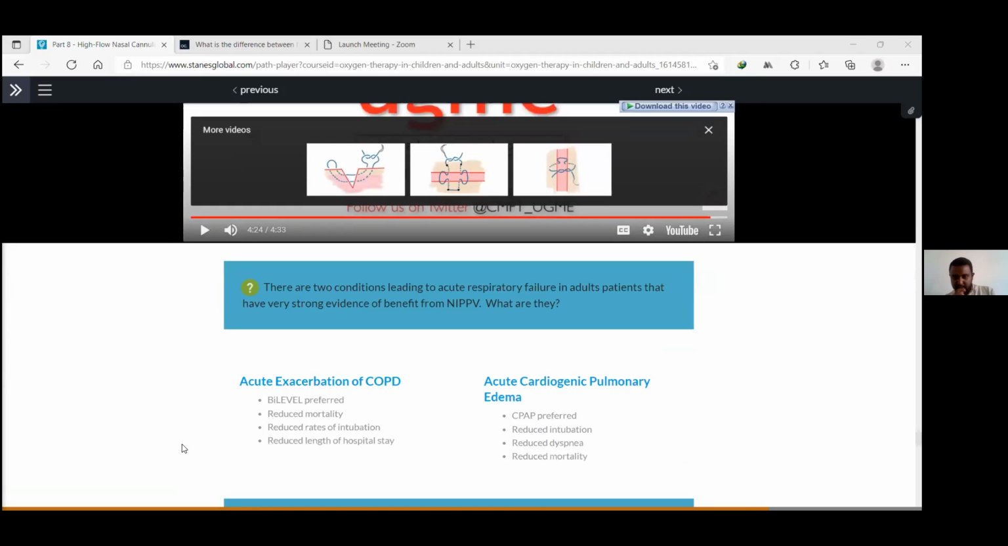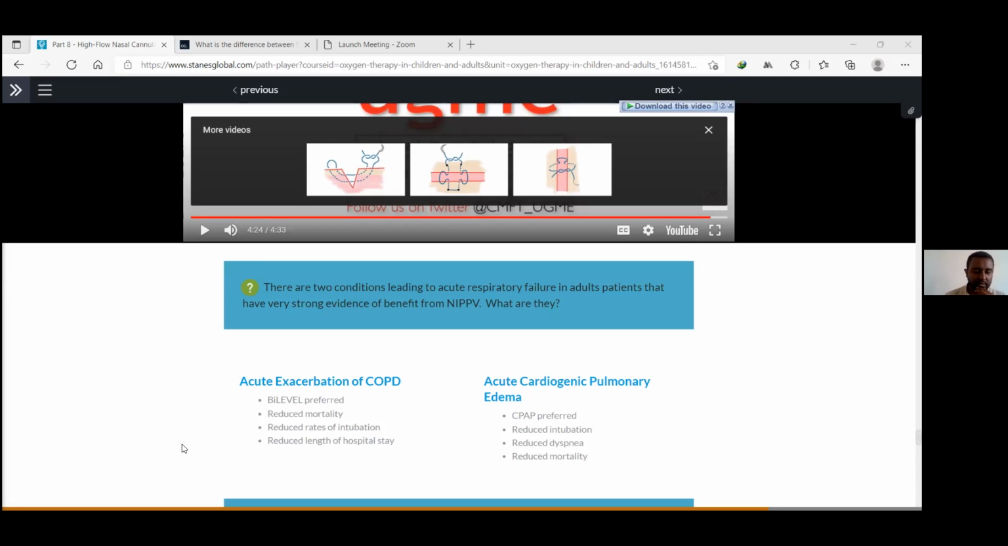So these are the two conditions: the acute exacerbation of COPD, as most of you mentioned, and also acute cardiogenic pulmonary edema. So thank you very much. The evidence behind this is from the European Respiratory Journal and also the American Thoracic Society. They have both thoroughly studied the application of this CPAP and NIVs in patients with COPD and acute cardiogenic pulmonary edema.